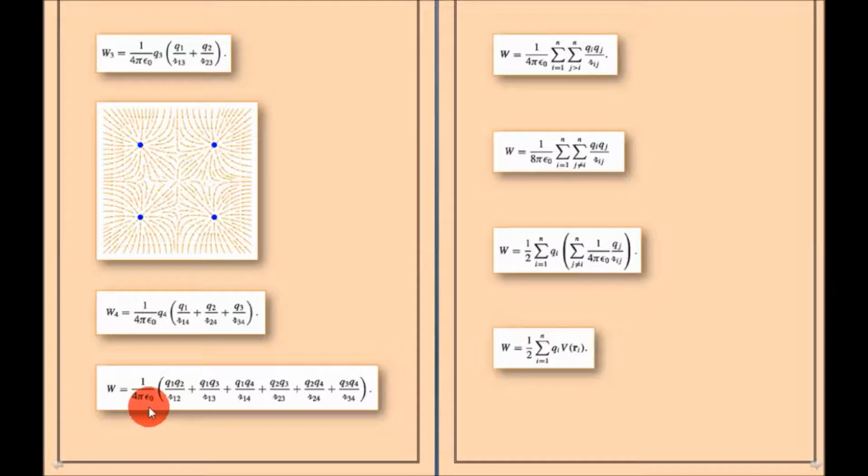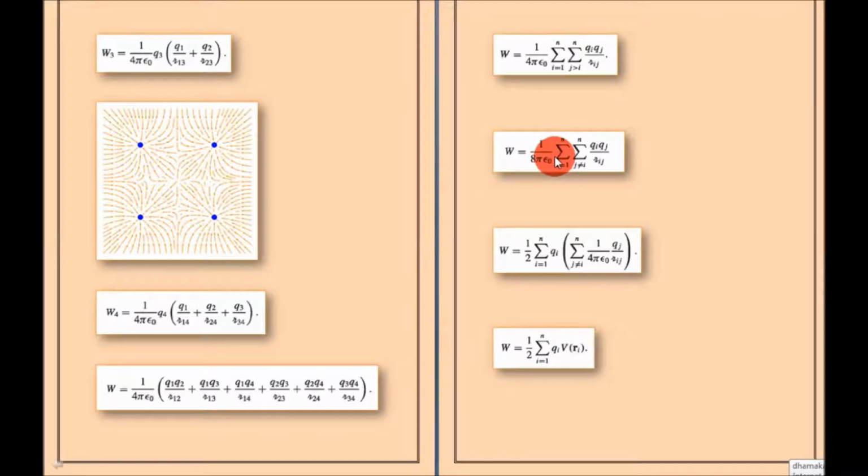In general, if you want to calculate the work required in order to assemble n number of charges, you have to take the product of each pair of charges, divide by their separation distance, and add it all up. And in compact form, the formula will look like this. You should not count the same pair twice. There is another way of rewriting this formula. This time you intentionally count each pair twice and then divide by 2.